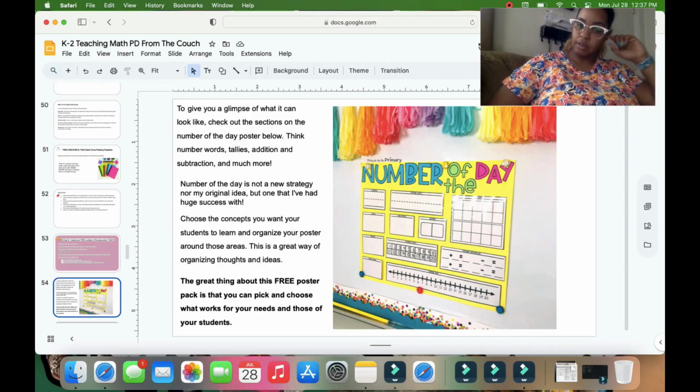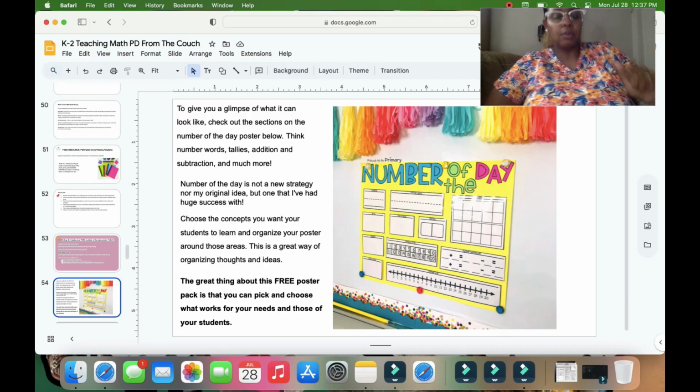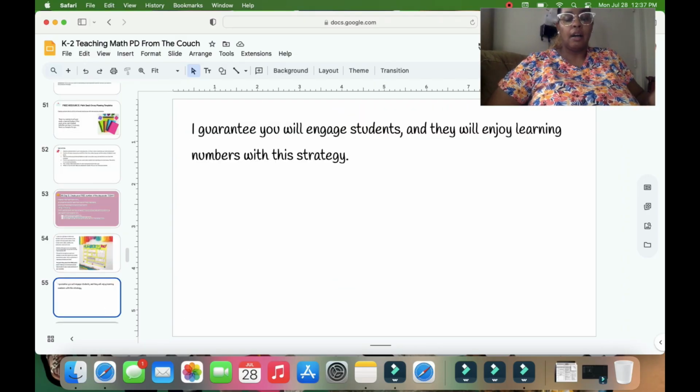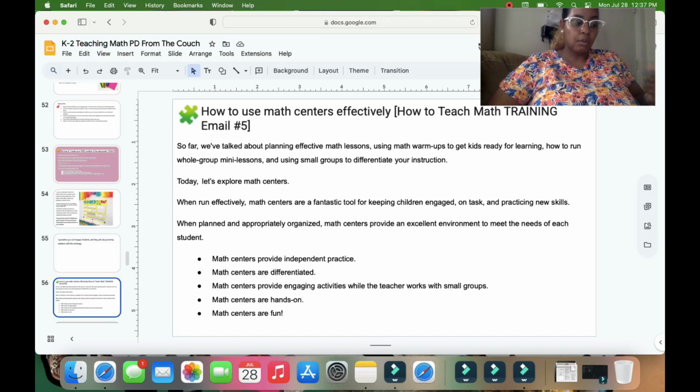The great thing about this free poster is that you can pick and choose what works for you and what will work for the needs of your students, and then put the poster together. So with the poster, I think that you'll engage students and they will enjoy learning with the number strategy.